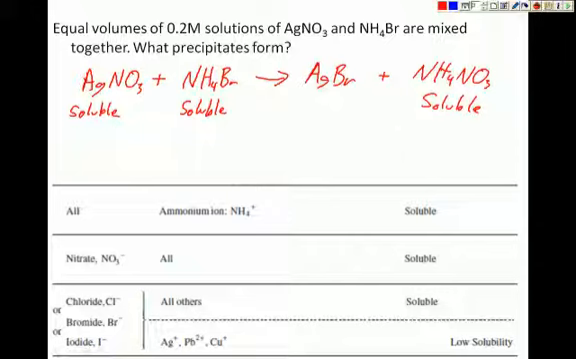Now what we see here is silver and bromine. Here's the bromide ion right here, and way down here is silver, and when these two things combine, it's going to have a low solubility. So this is going to be low solubility, or in other words, this is going to be a precipitate.